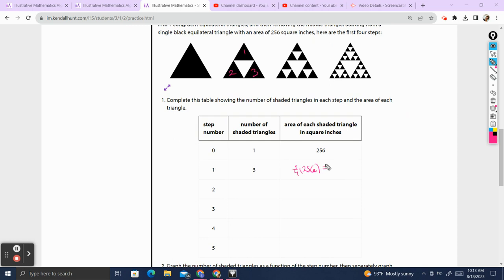But again, if you're having trouble with the math calculations, make sure to pull out your handy dandy calculator to go ahead and do that on your own.